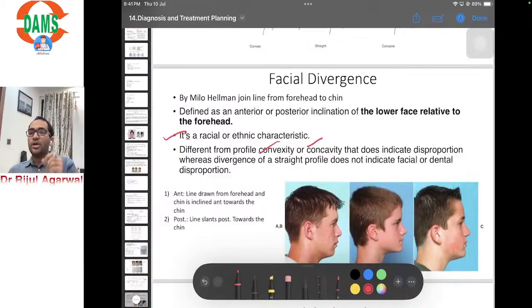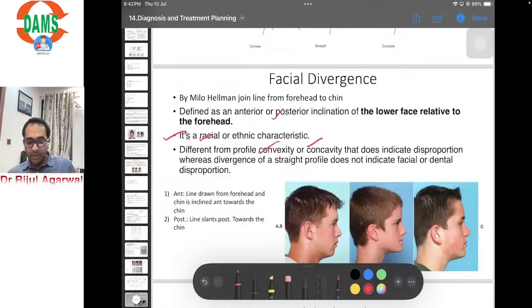Okay, so for the same class 1 skeletal base, a patient can have an anterior and a posterior facial divergence as well, because it's a racial or ethnic characteristic. It seems similar to looking at just the facial profile, but theoretically this concept is different from facial profile analysis. It is relative, it is just the inclination of the lower face related to the forehead.